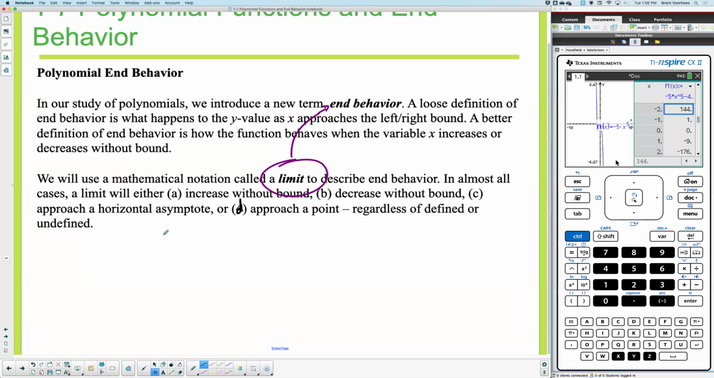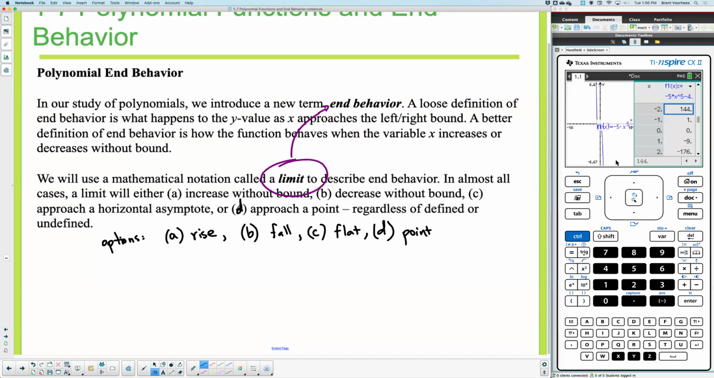You will hear me say them this way. It'll either A, rise. You'll hear me just rattle them off. The graph will rise. B would represent the graph will fall. C, the graph will get flat. Or D, the graph will come to a point. Those are your options. Now, while we deal with polynomial functions, we will only get answers that are rising or falling. That's all we'll get.